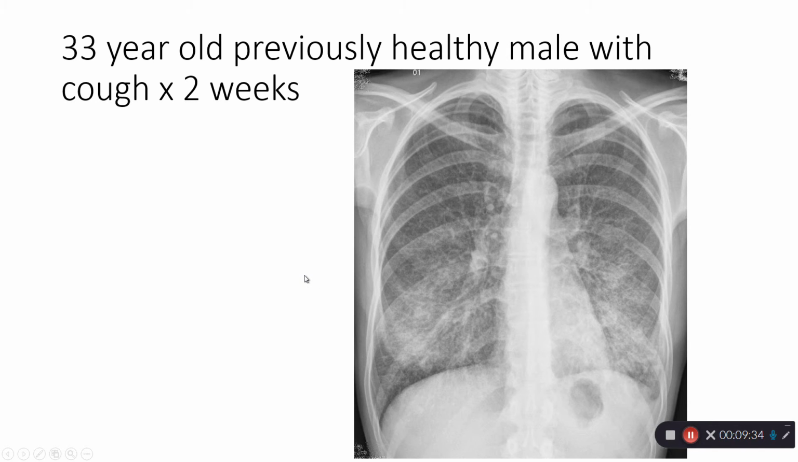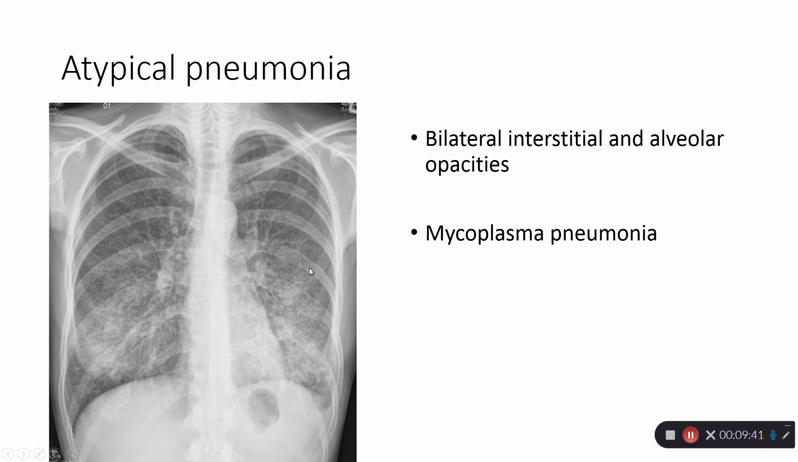33-year-old previously healthy male who's had cough for the last 2 weeks. So this is an example of atypical pneumonia. We see bilateral interstitial and airspace opacities. We can see some linear opacities corresponding to the thickening of the interstitium, and then these more cloud-like, ill-defined opacities which correspond to the alveolar opacities. This is an example of mycoplasma pneumonia.